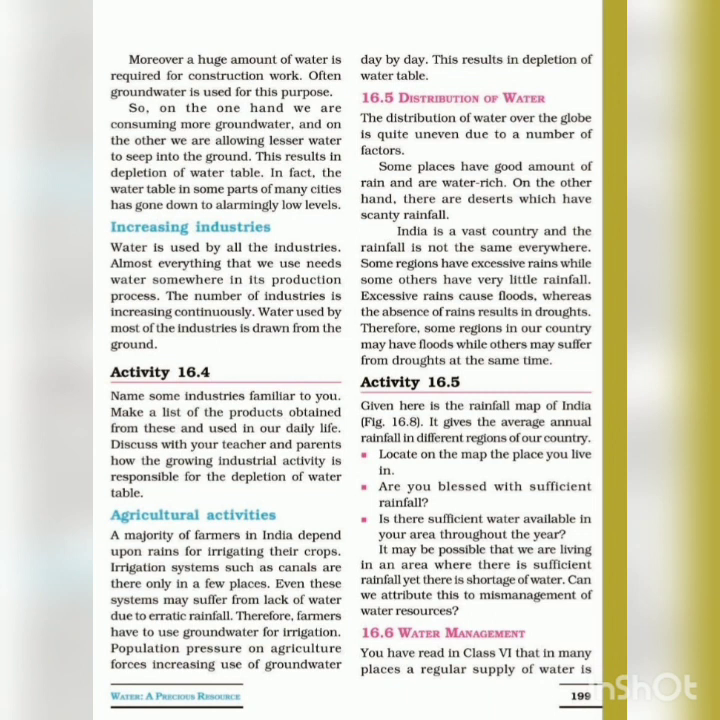Irrigation systems such as canals exist only in a few places. Even these systems may suffer from lack of water due to erratic rainfall. Therefore, the farmers have to use groundwater for irrigation. Population pressure on agriculture forces increasing use of groundwater day by day.